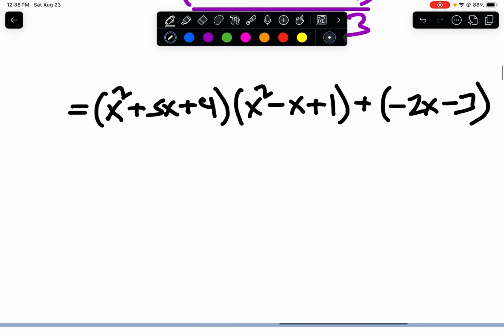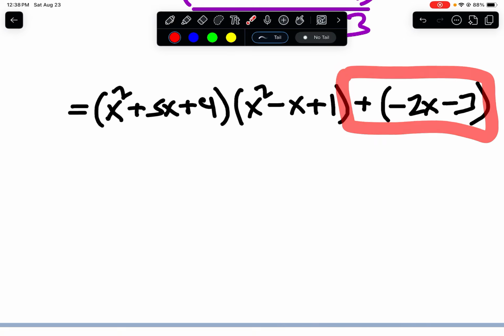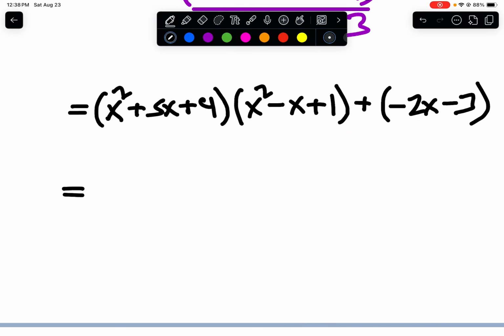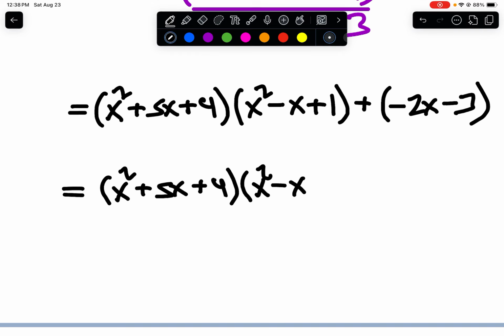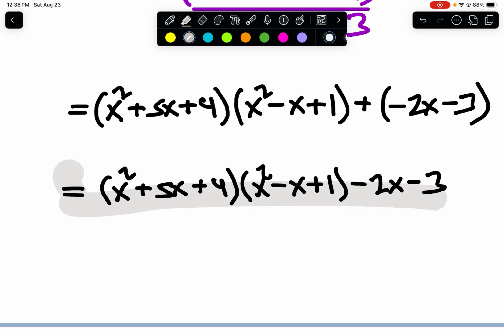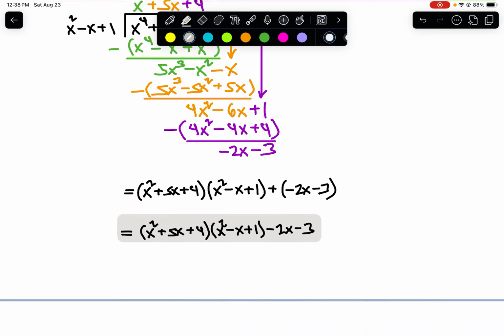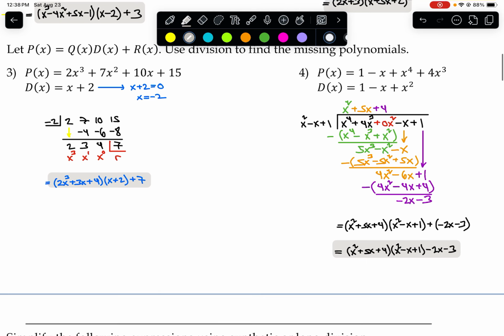Now when you get here, we do want to clean this remainder up over here. So this is just going to be x squared plus 5x plus 4, and then x squared minus x plus 1, minus 2x minus 3. So this is how AP will likely write it. Ooh, sorry y'all, that one was a bit of a roller coaster for me.